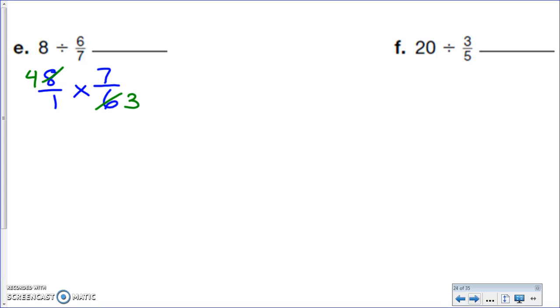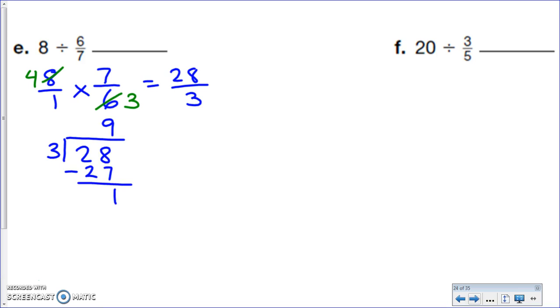Now we can multiply across. 4 times 7 is 28, and 1 times 3 is 3. Now we're going to turn that into a mixed number, so 28 divided by 3. So it goes in 9 times, and then we get a remainder of 1. So 9 and 1/3 is our answer.